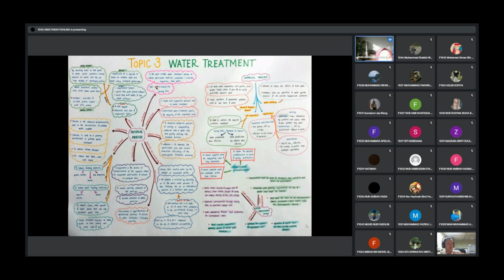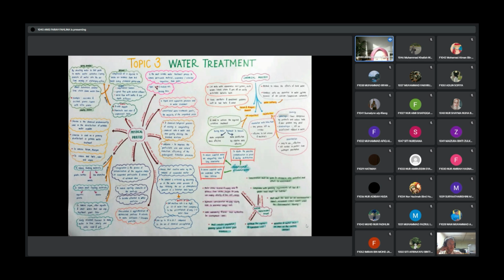First topic, topic 3, water treatment. The process of water treatment, which is physical process and chemical process. The first, physical process, which is aeration, filtration, sedimentation, chemical mixing, dissolved air flotation, flocculation, coagulation, and water intake.